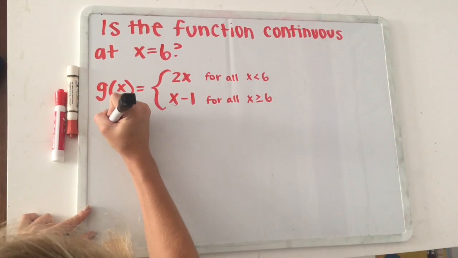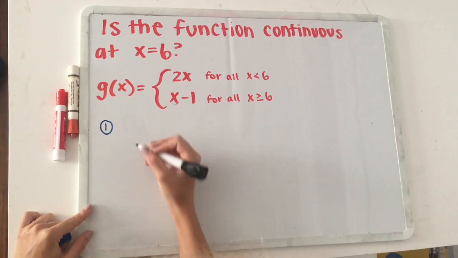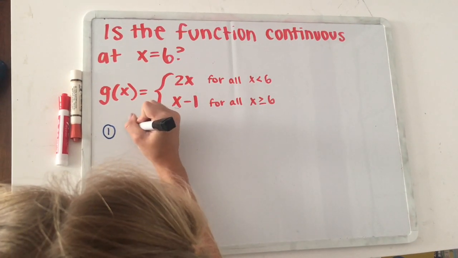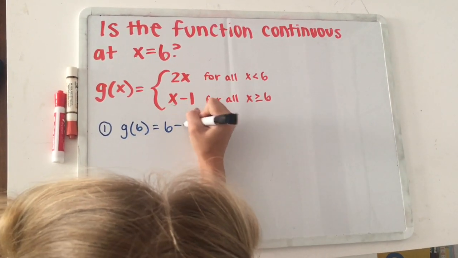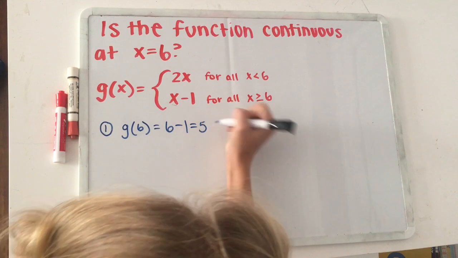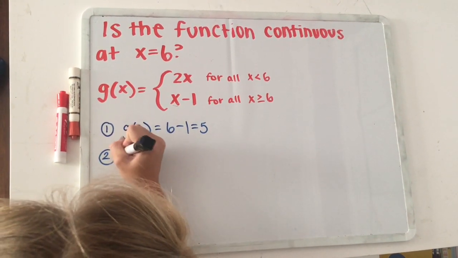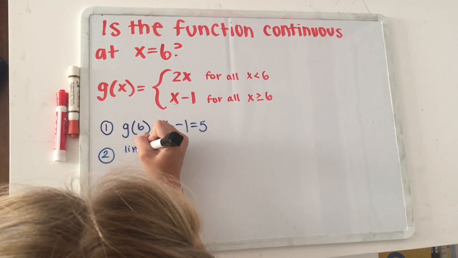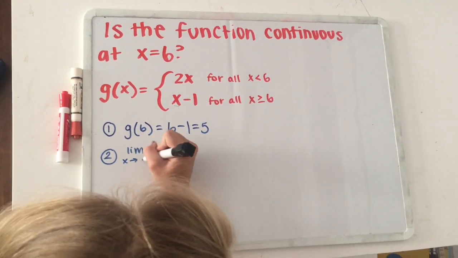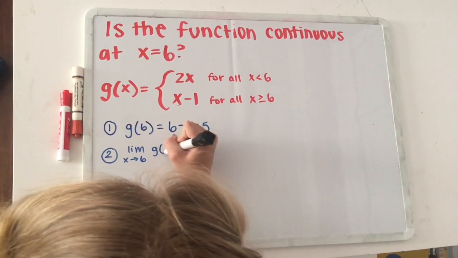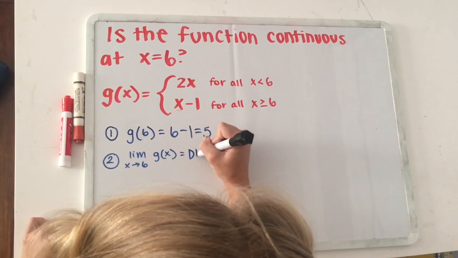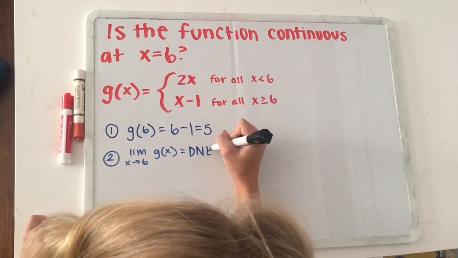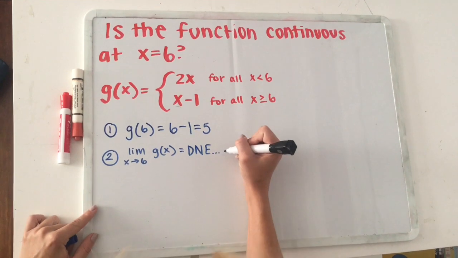This question asks if the piecewise function g of x is continuous at x equals 6. We can find that out by using the 3 steps. First, we plug in x equals 6 to g of x. When we plug it in, the answer is 5. The limit as x approaches 6 doesn't exist because from the left side it approaches 12 and from the right side it approaches 5. Therefore, it doesn't exist.